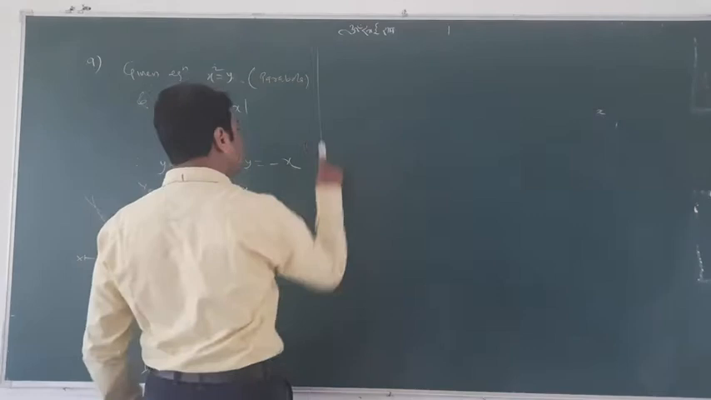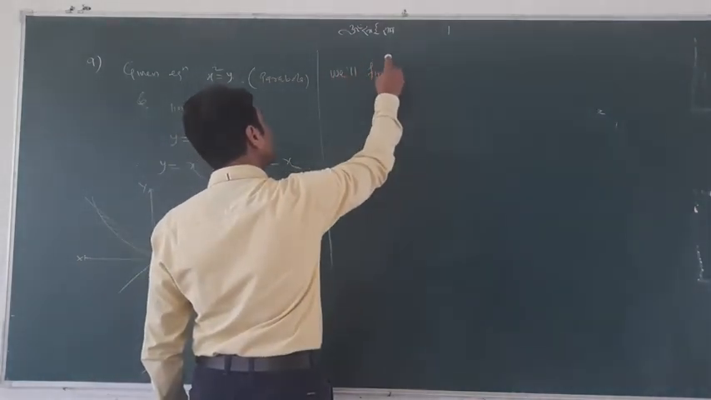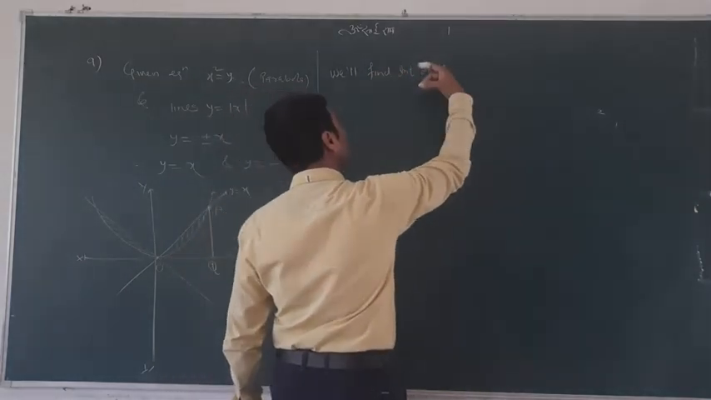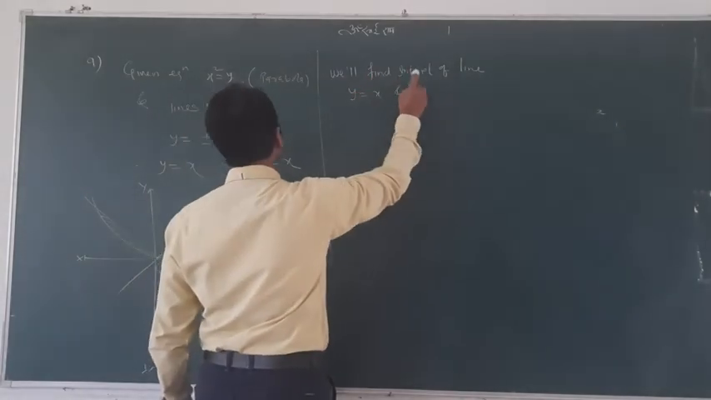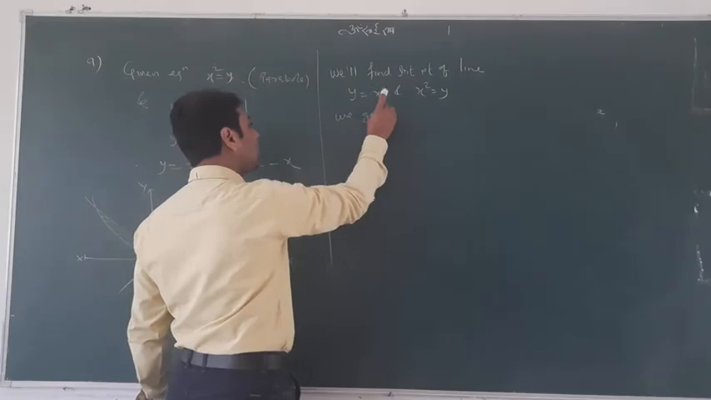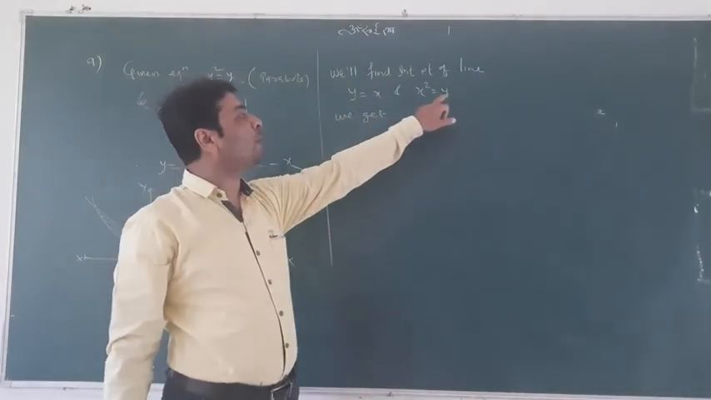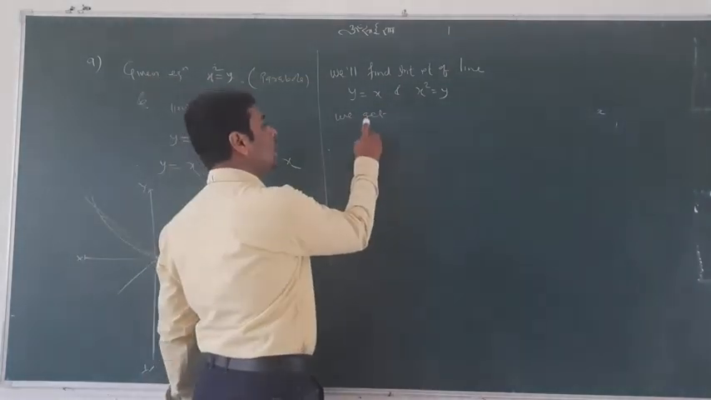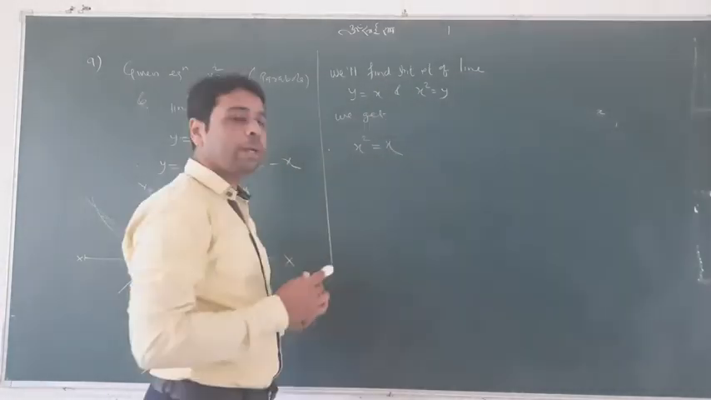So I'll write here, we will find the intersection point of the line y equal to x and the curve x square equal to y. We can understand. We will just put y equal to x, at the place of y put x. We will merge them. So what will we get? x square equal to, instead of y I will put x, so x square equal to x.